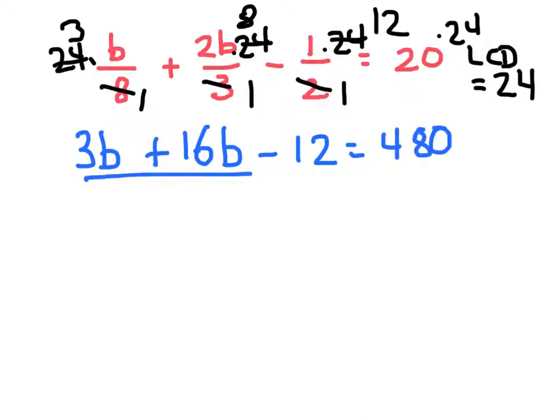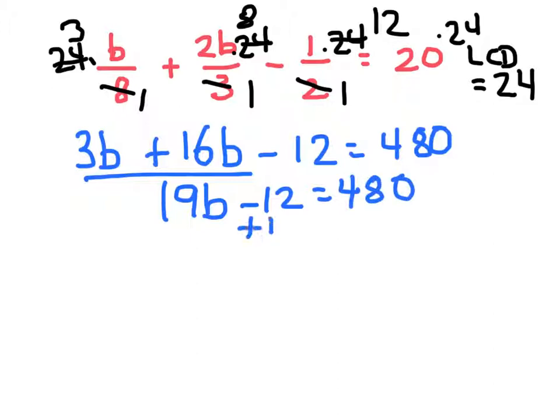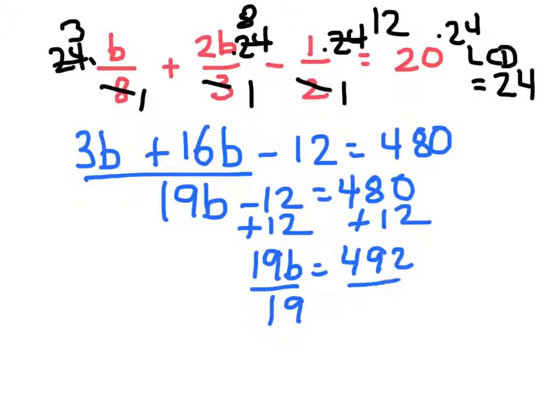Okay, let's combine the like terms. 3b plus 16b is 19b. Now let's add 12 to both sides. So 19b equals 492. Now divide both sides by 19. All right, so 492 divided by 19.